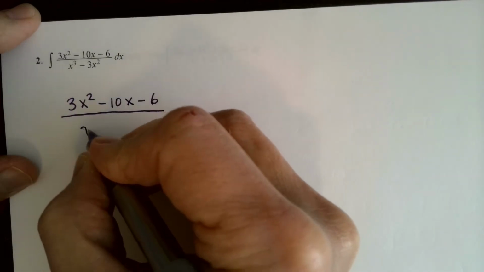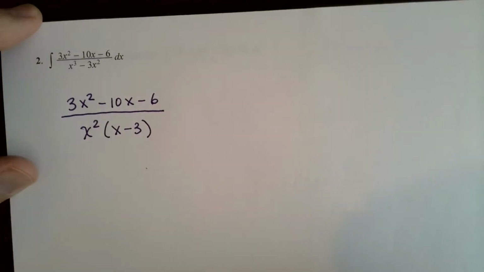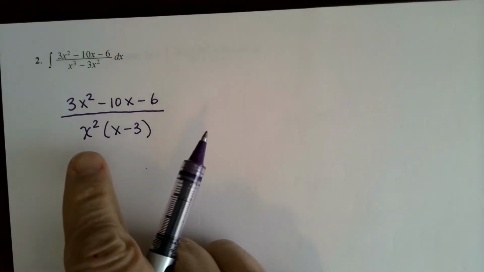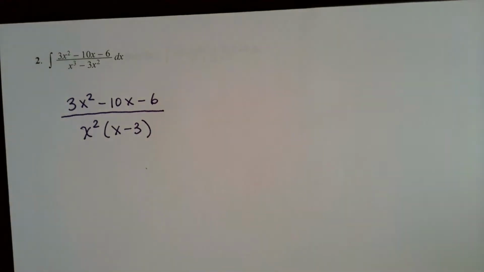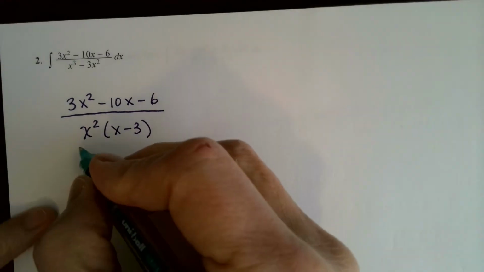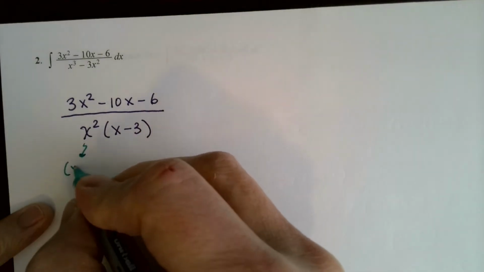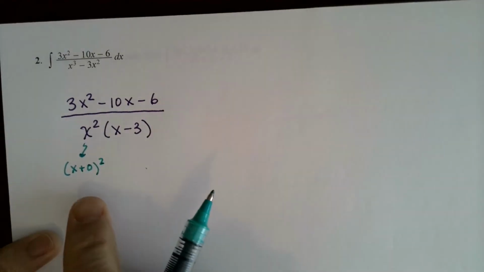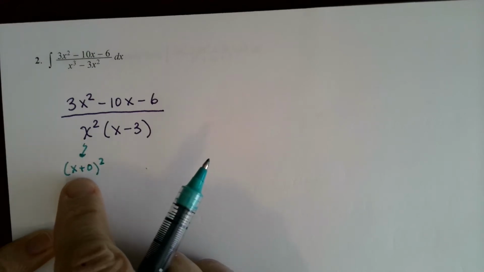Factoring the bottom, the greatest common factor is x squared. That leaves me an x minus 3. Okay. Now, what kind of factors do we have down here? Well, x minus 3 you're going to say is linear. Now, x squared, some of you might say that's a quadratic factor, but it's really not. It's really a linear factor that's squared. In other words, you can think of it as x minus or plus 0, doesn't really matter, quantity squared. It is a linear factor squared.